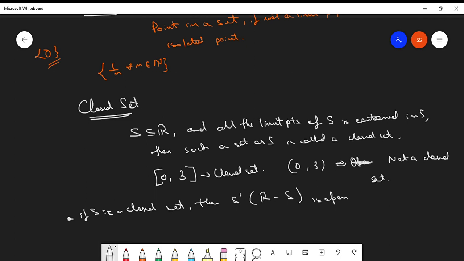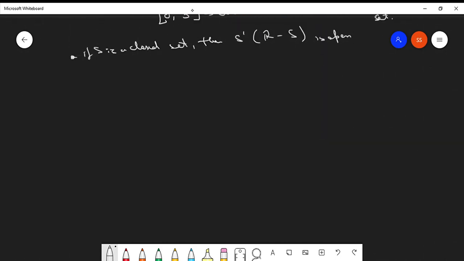Let us consider a few examples. I missed telling you this at that point. If you have an open interval, then its derived set is the closed interval, because 0 and 3 are also limit points, right? 0 and 3 are also limit points.